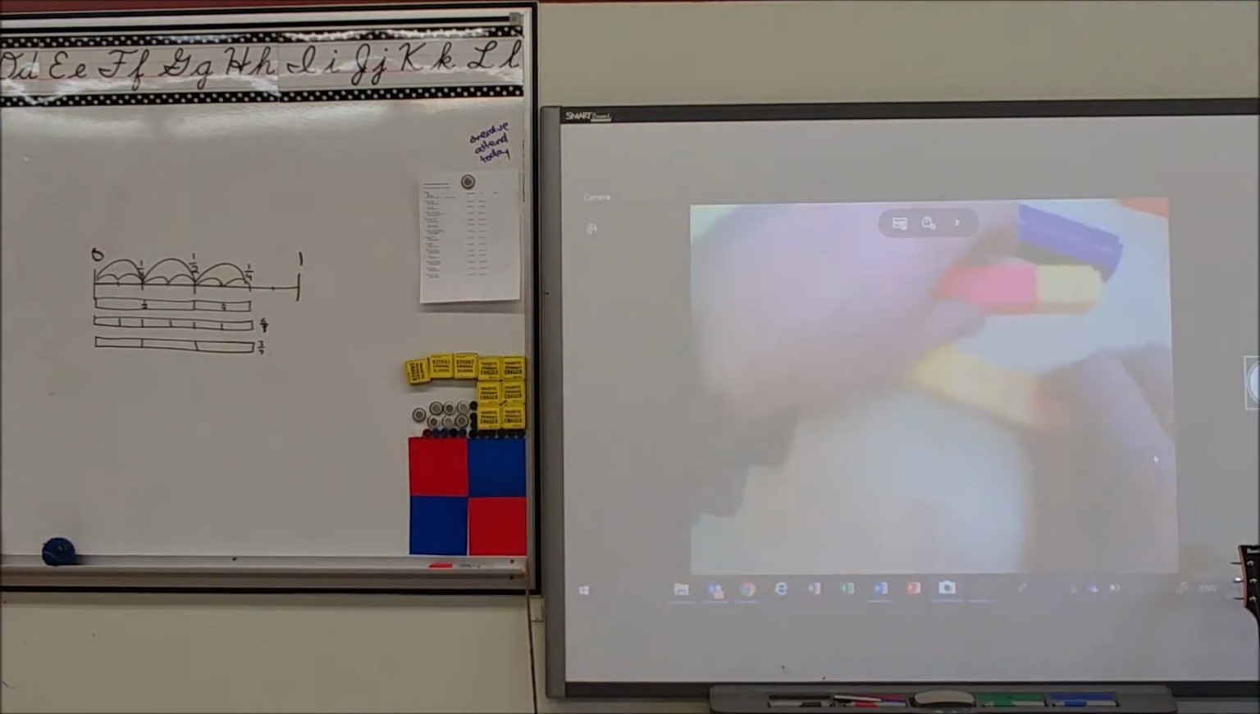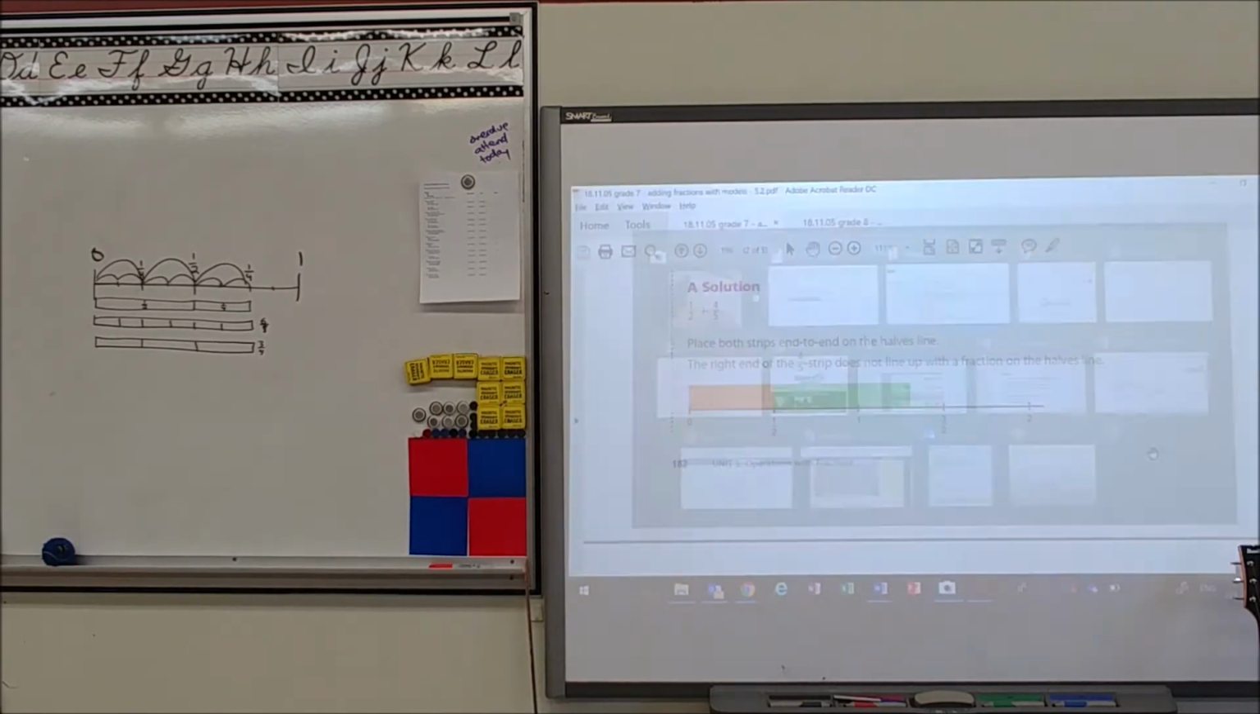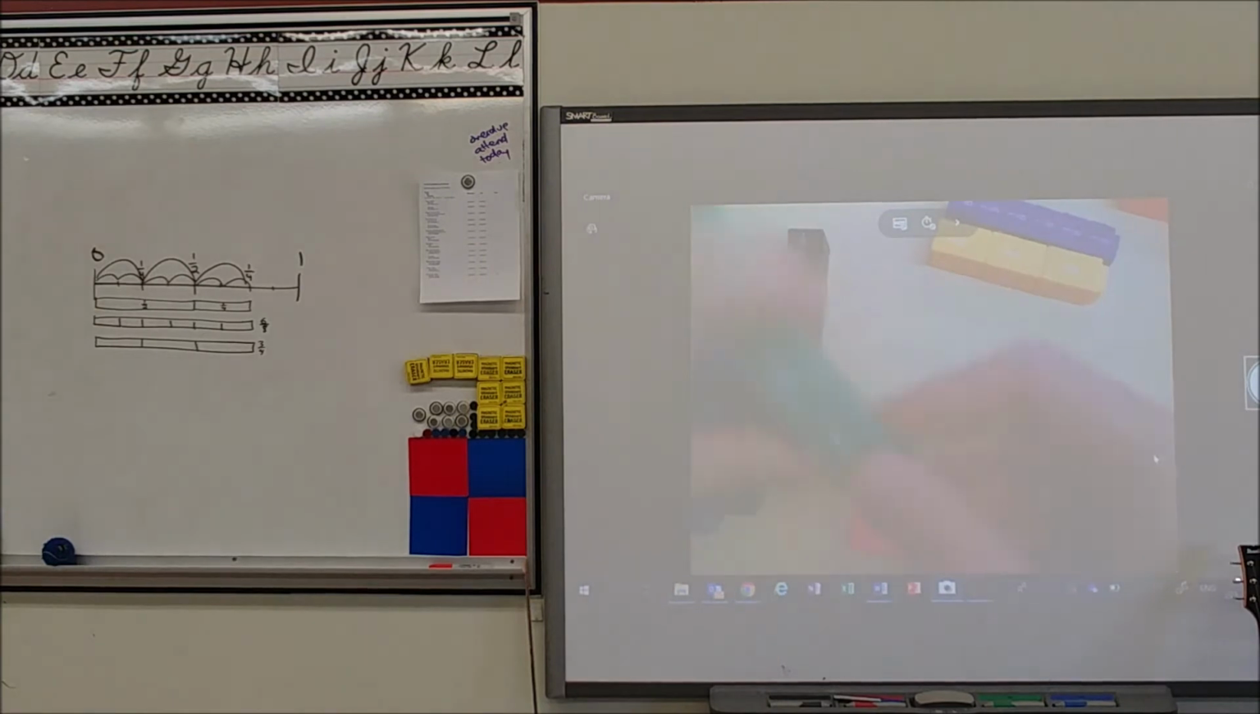Okay, I've got a half. What was that, half and 4/5? Okay. A half and 4/5. There we go, 1/2 and 4/5. Would anyone like to guess what blocks I should use to find the answer to this?